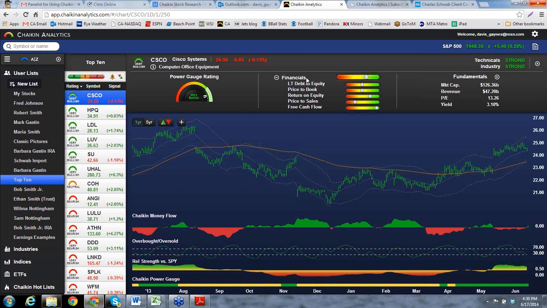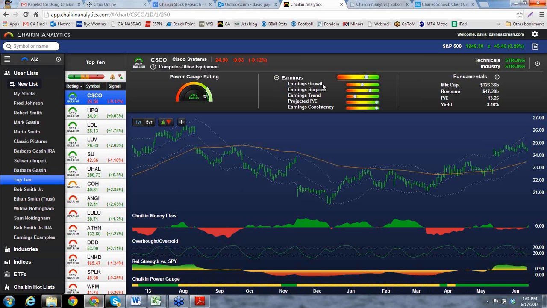So we can see the financials for Cisco show long-term debt to equity and price to book are pretty much right at the industry average. Return on equity and free cash flow are better, and price to sales a little weaker. Overall, it's a little bit better than average. Those are the traditional Graham and Dodd factors, again, 35% of the model, what most investors look at, at least to some extent.